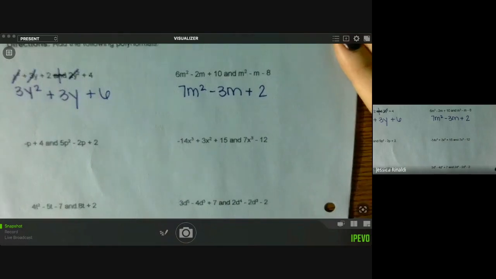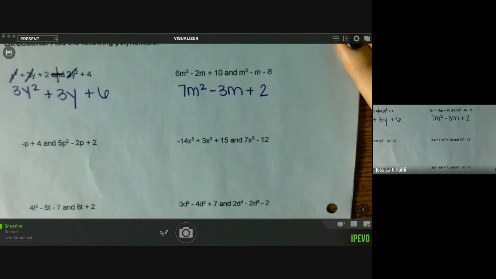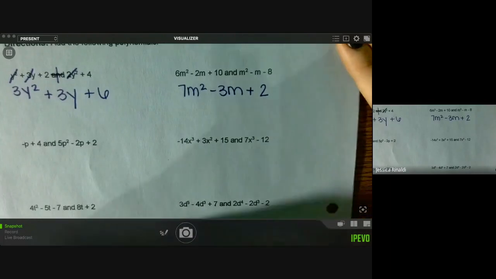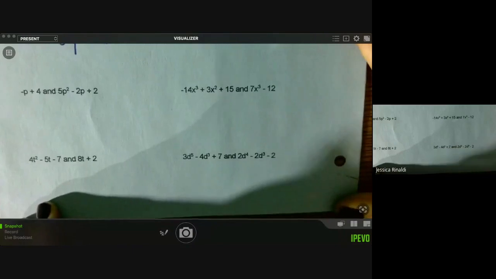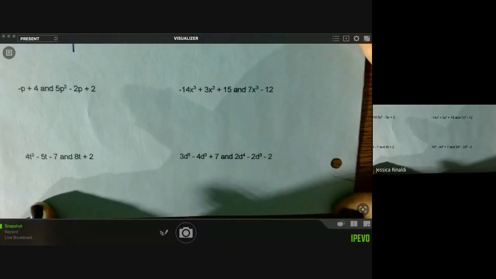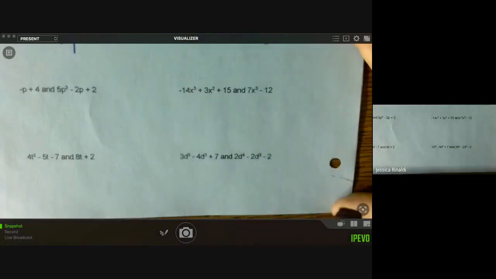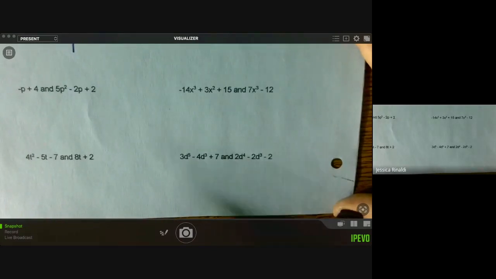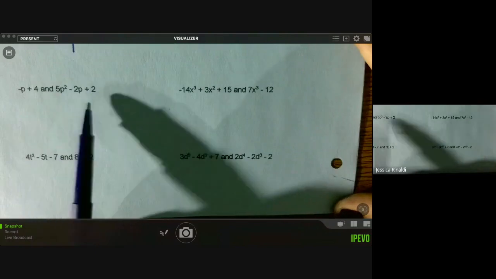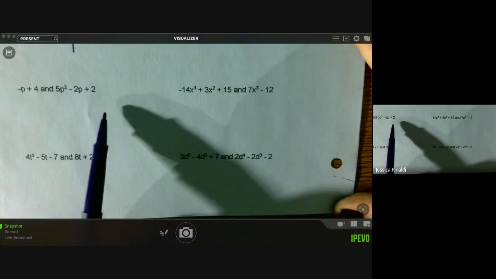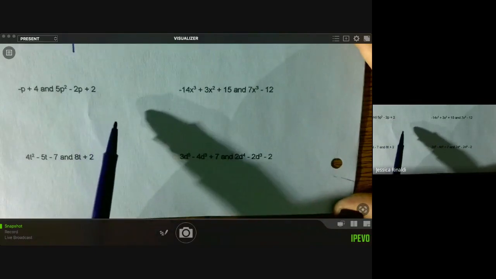Okay? Moving on. I'm going to slide those up so we can see all four of these. Negative p plus 4 and 5p squared minus 2p plus 2. Notice this time we have a binomial and a trinomial. That's okay. You can still add them together. Okay, they don't have to be the same number of terms.